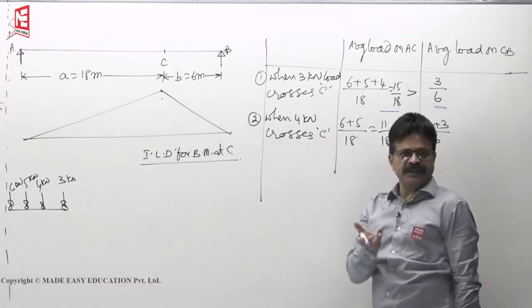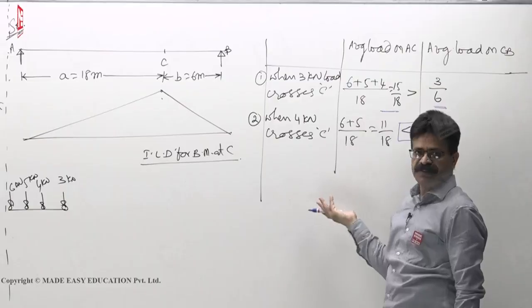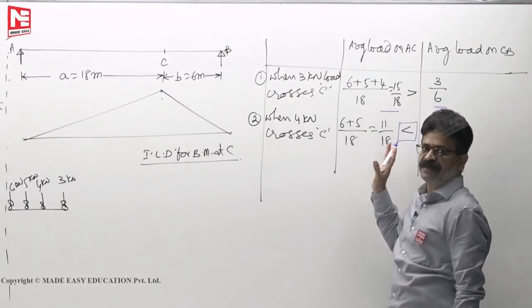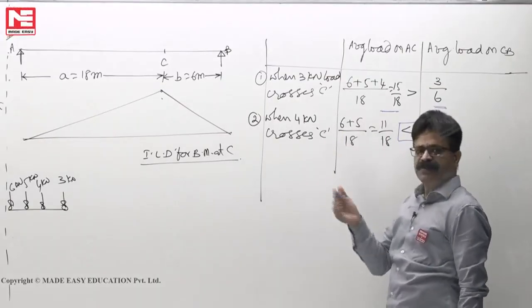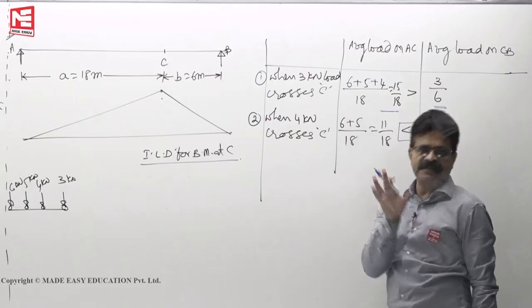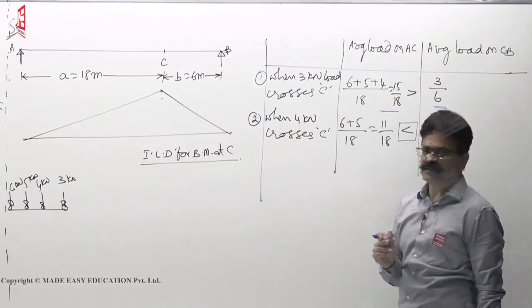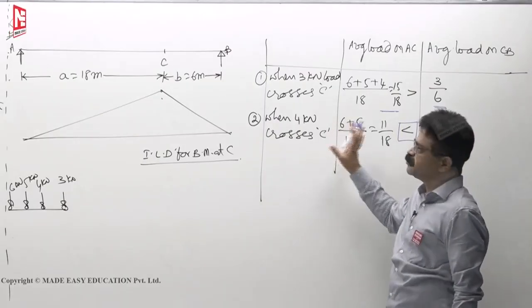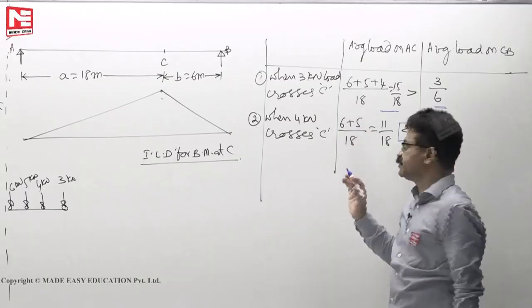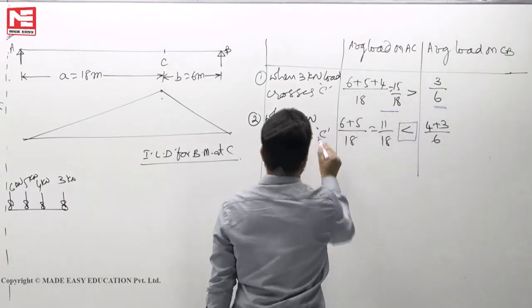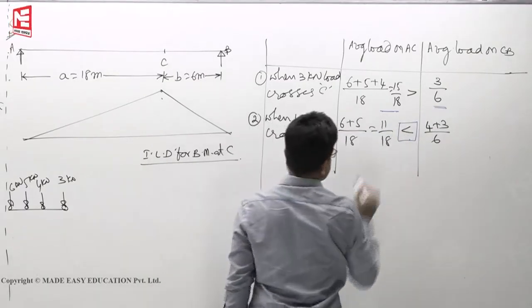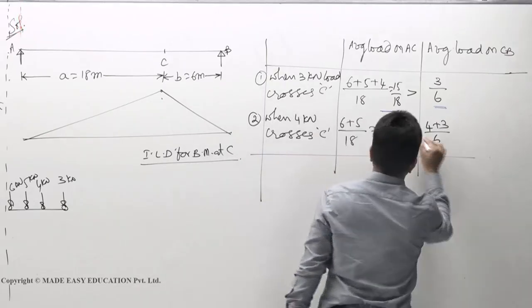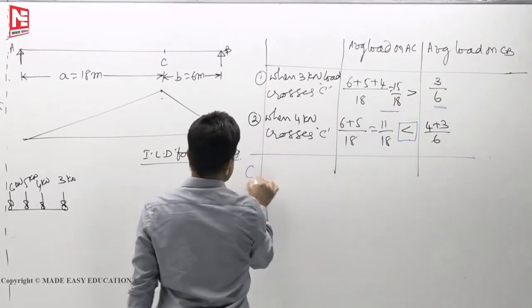Mathematical proofs, all the textbooks will give you, but now proof is not required, understanding only is required. For all the cases, some proofs are useless, means they are necessary conditions but not sufficient conditions. But this one is a necessary condition, also a sufficient condition. When 4 kilonewton crosses C, it is less than. That means you have to keep 4 kilonewton at C.